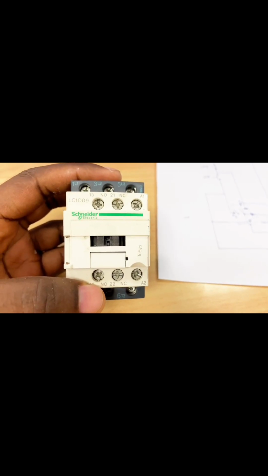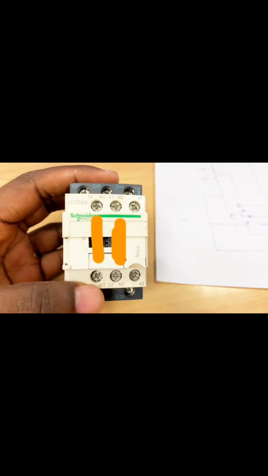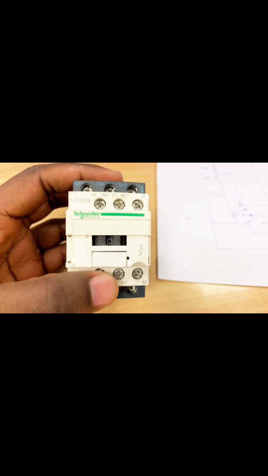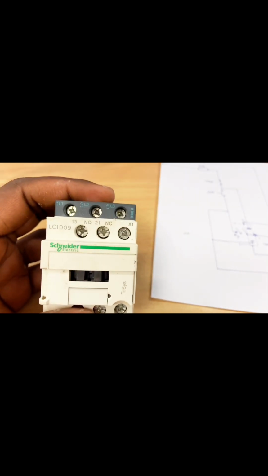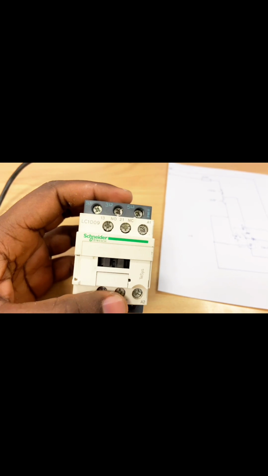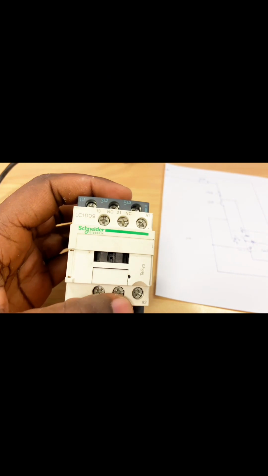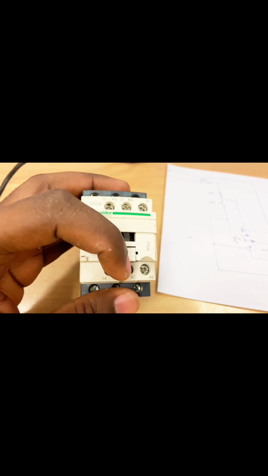Understanding the connections of a contactor is crucial for any project involving circuits. NO stands for normally open, which allows current to flow when the contactor is energized, while NC stands for normally closed, which keeps the circuit closed until our contactor is activated. Then our terminals A1 and A2 are coil terminals that control the energizing mechanism of a contactor.